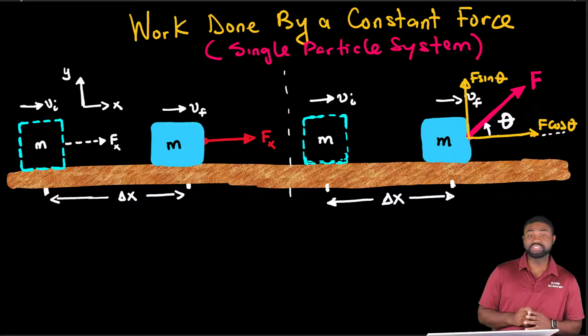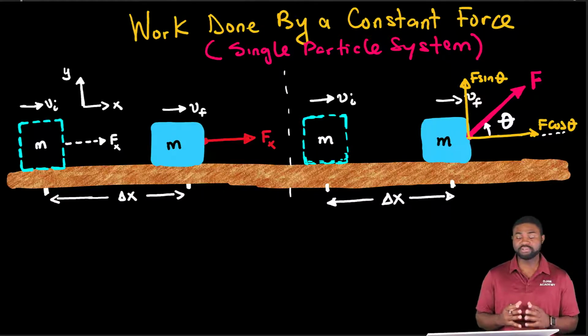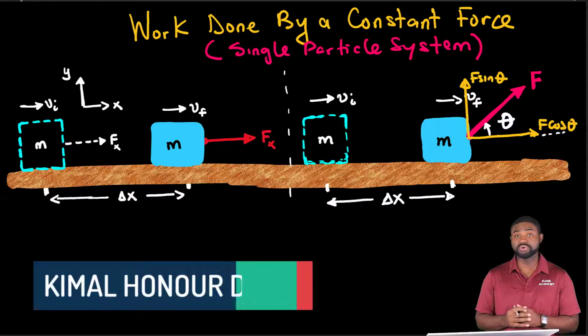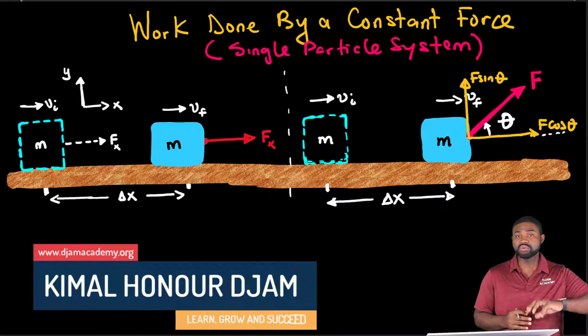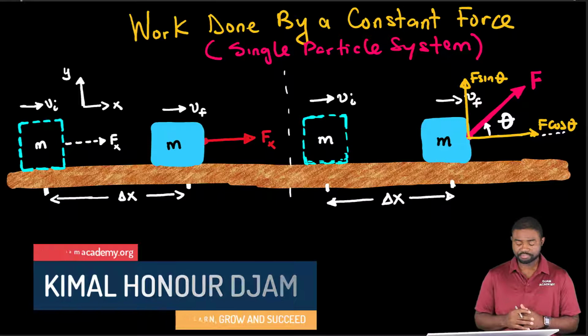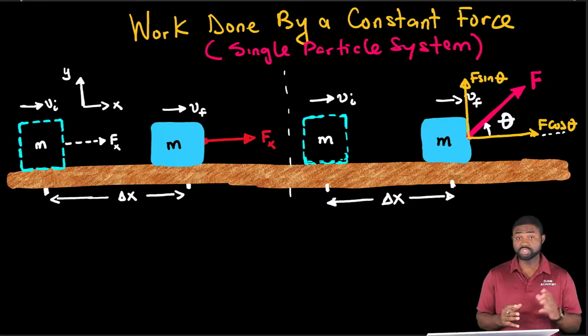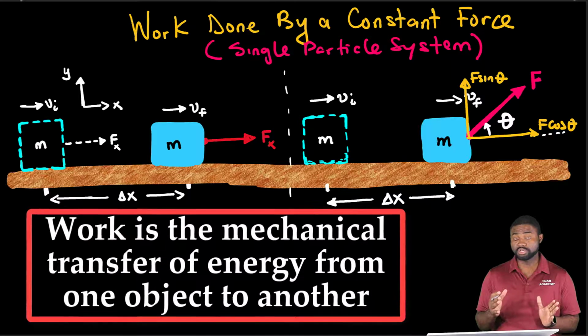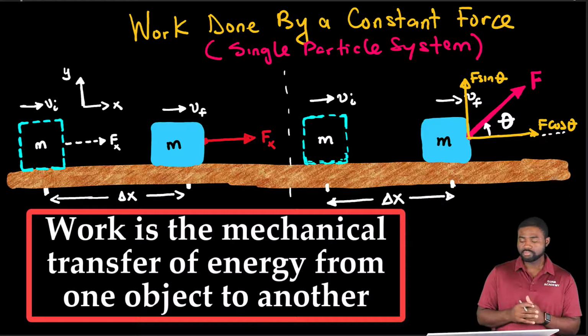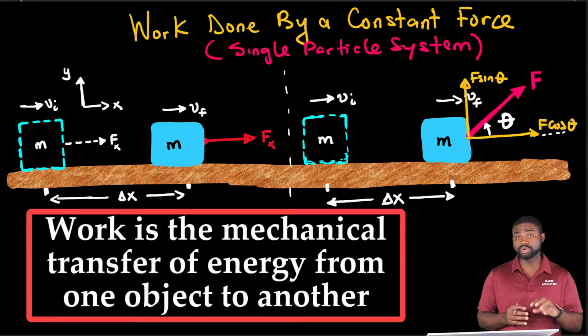In this very short lesson, we will talk about the mathematical definition of work. In other words, I'm going to show you how to calculate the work done by a force on a system. By definition, work done is the mechanical transfer of energy from one object to another. That's the meaning of the word work. But how can we calculate the work done by an object?